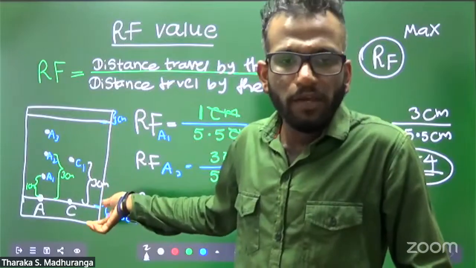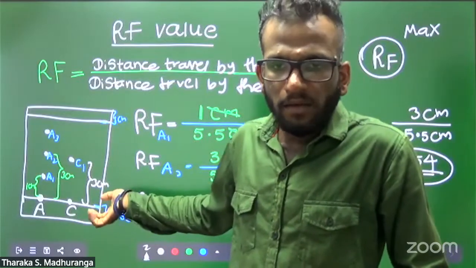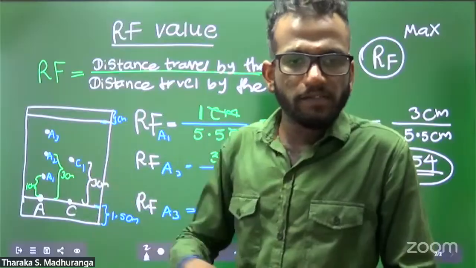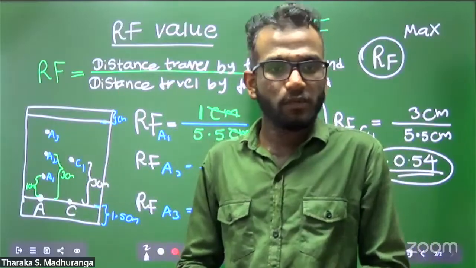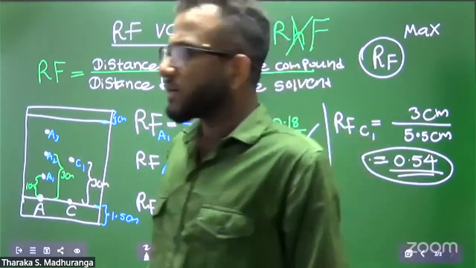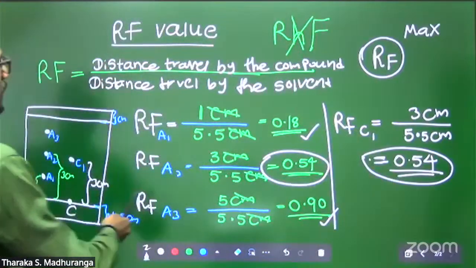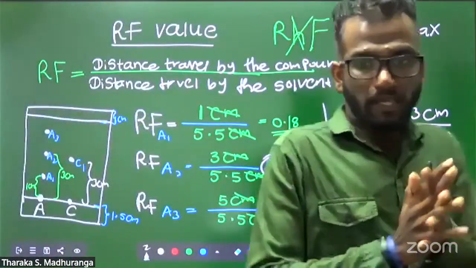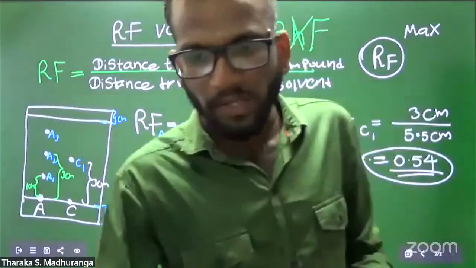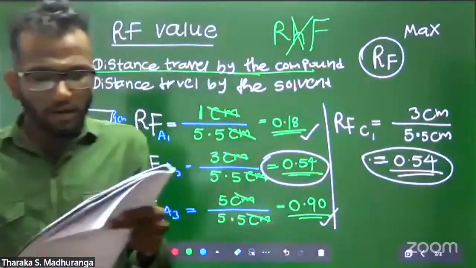1.5 is the baseline height. 1 centimeter is the solvent front line. They are fixed, you can't change them, but other things like the paper size and the solvent chamber size can be changed. Okay, that's all about paper chromatography.